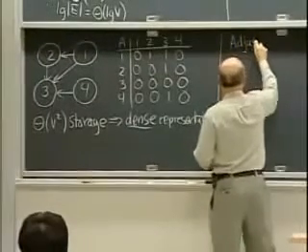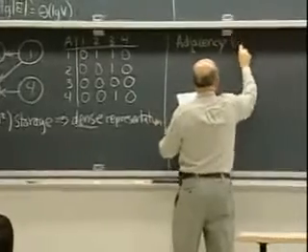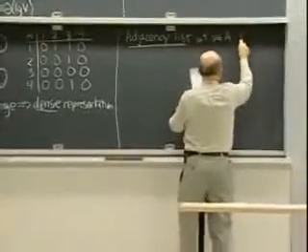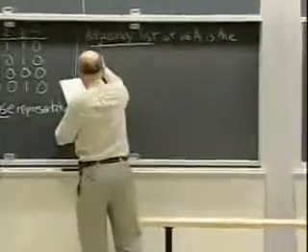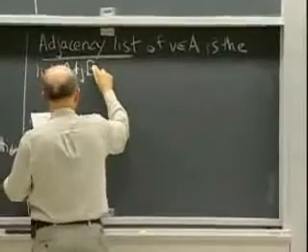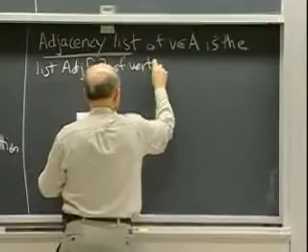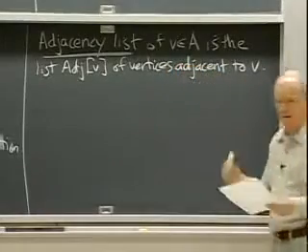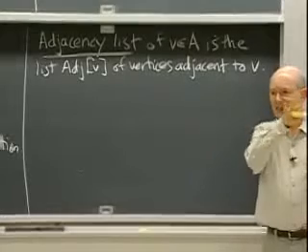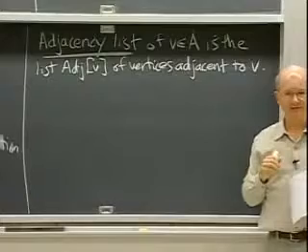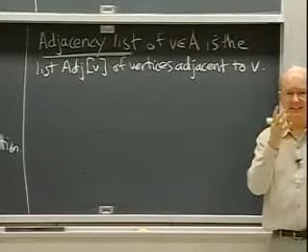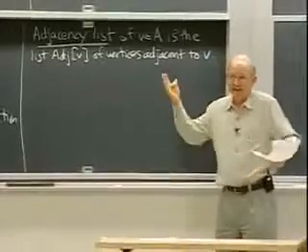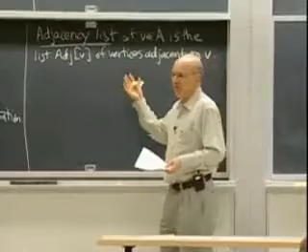So one such representation is an adjacency list representation. The adjacency list of a given vertex is the list, which we denote by Adj[V], of vertices adjacent to V. Just in terms of terminology, vertices are adjacent, but edges are incident on vertices. So incidence is a relation between a vertex and an edge. Adjacency is a relation between two vertices. That's just the language. Why they use two different terms, I don't know, but that's what they do.